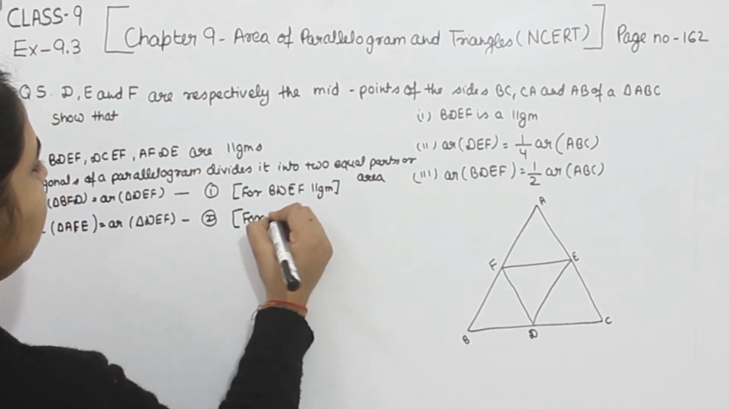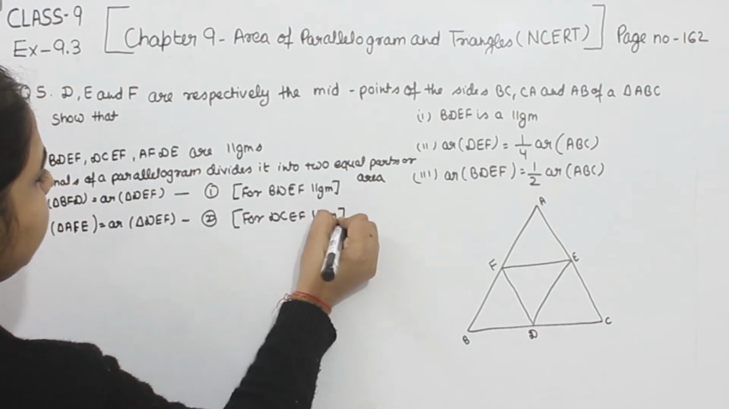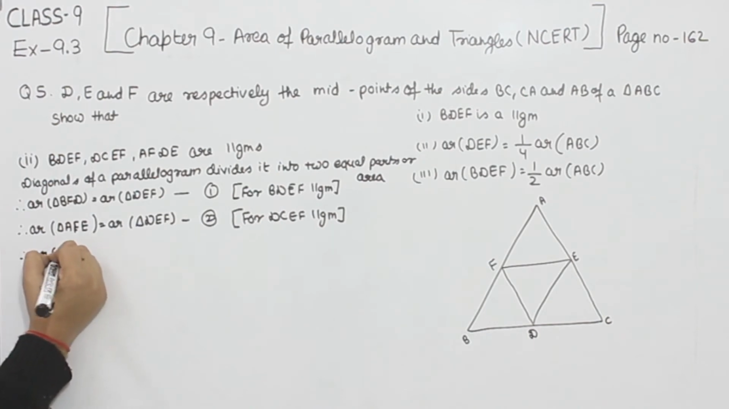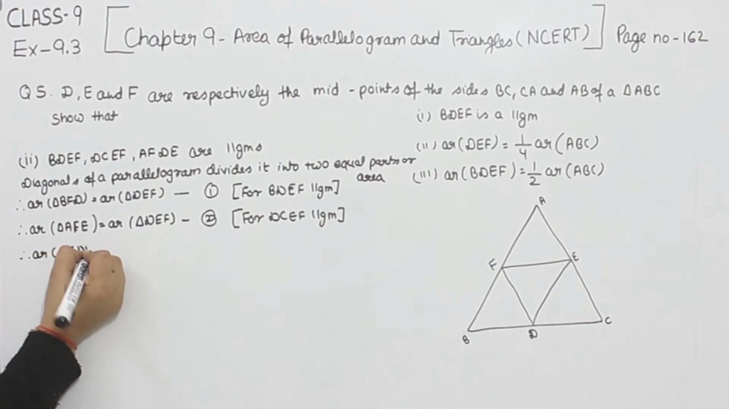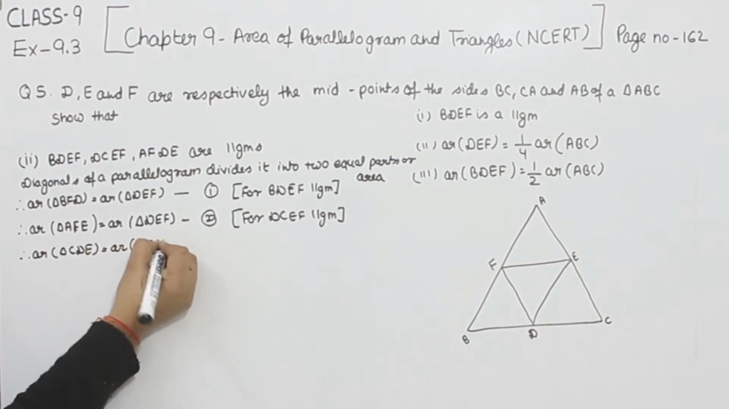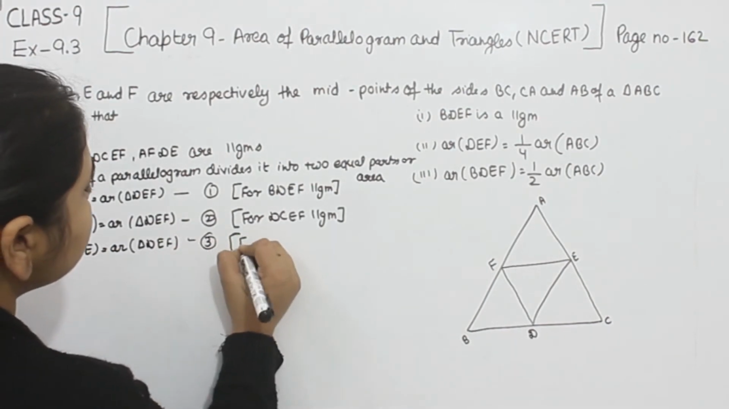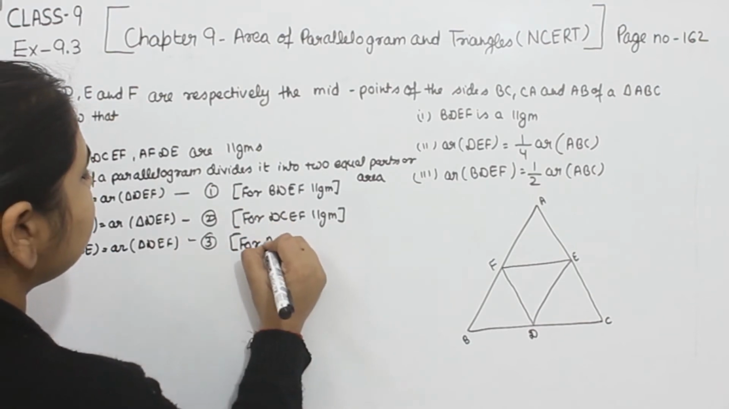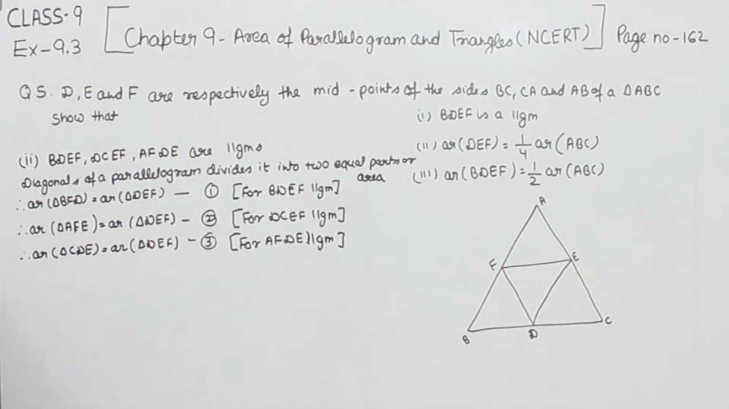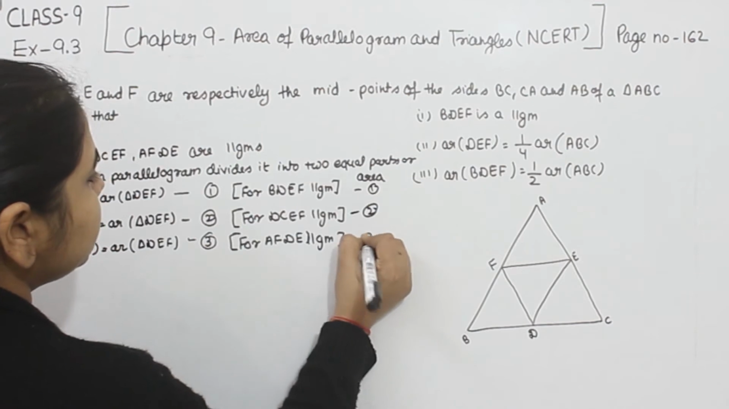This one is for the parallelogram DCEF. Now comes the third one. The area of triangle CDE is equal to the area of triangle DEF. This is equation number 3, and this belongs to the parallelogram AFDE. Now we are having these three equations: this is the first, this is the second, and this is the third.